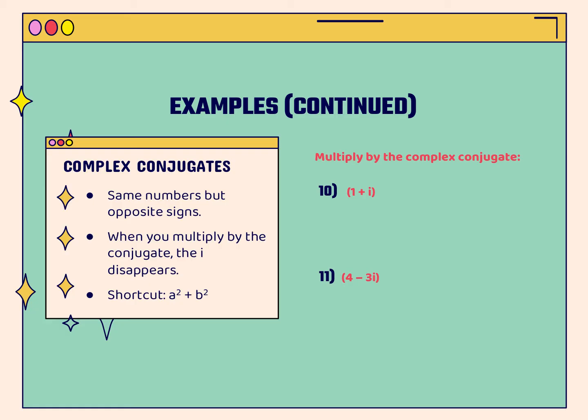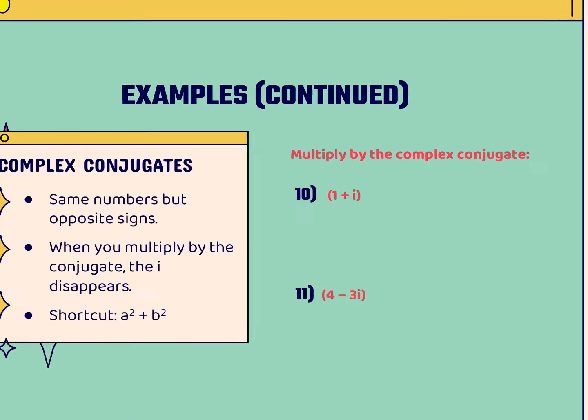The next one, these are examples of complex conjugates. So a complex conjugate is going to have the same numbers but opposite signs, just like when we had the radicals. So when you multiply by the conjugate, the i is going to disappear. So it's sort of like rationalizing when we rationalize with radicals. The shortcut, just remember, is whenever you're going to multiply something by its conjugate, you're just doing first and last, okay? Or just squaring the a, squaring the b, and then adding them. So let me show you what it means. I'm going to do it the long way, and then I'll show you the shortcut.